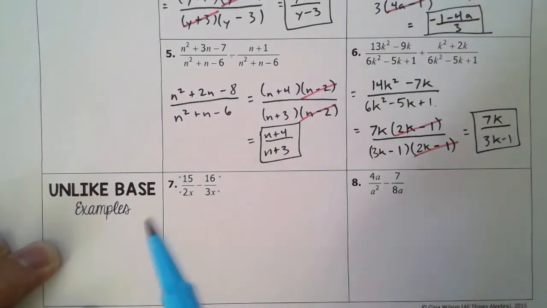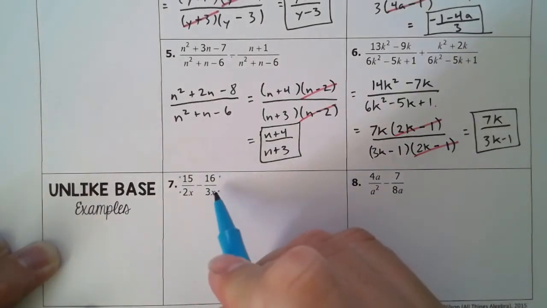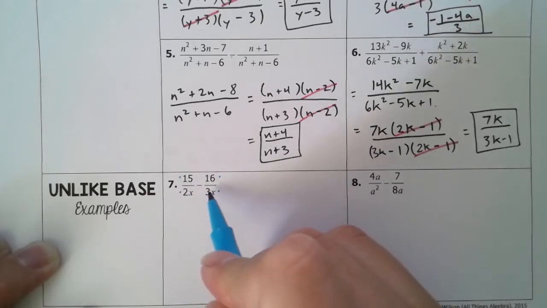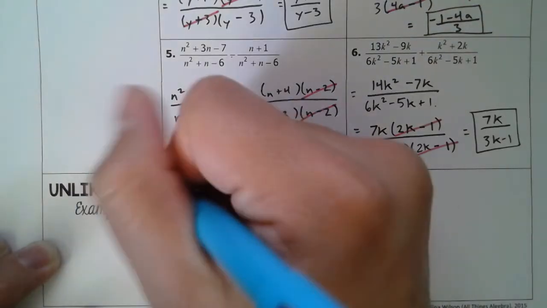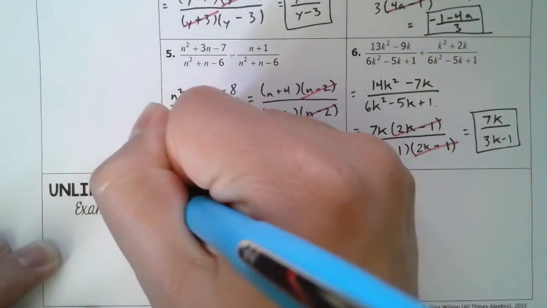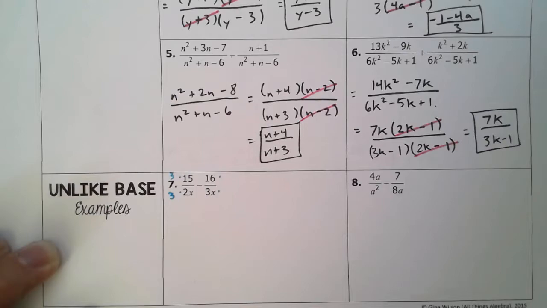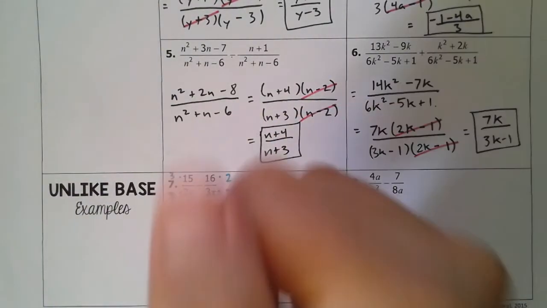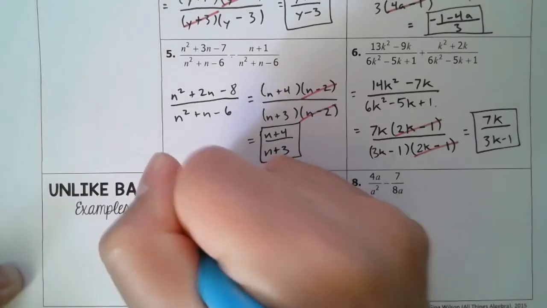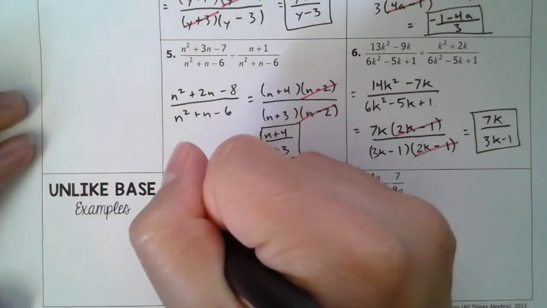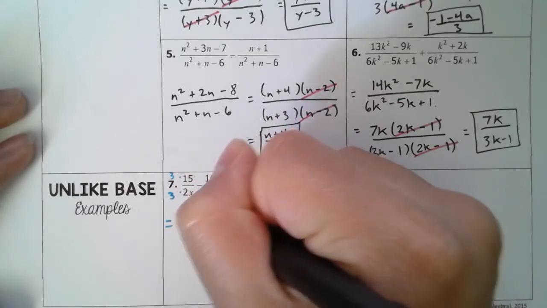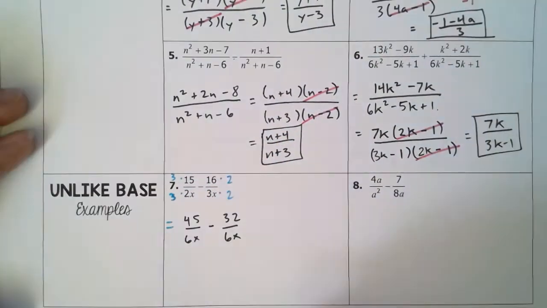Okay, sorry about that, guys. You're going to multiply top and bottom here by this leading coefficient, and you're going to multiply top and bottom here by this leading coefficient. So the first one is by 3 and 3, so that's going to give me the least common denominator, and then the second one multiply by 2 and 2. That's equal to, you're going to get 45 over 6x minus 32 over 6x.